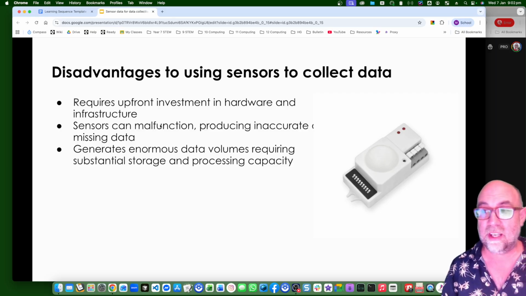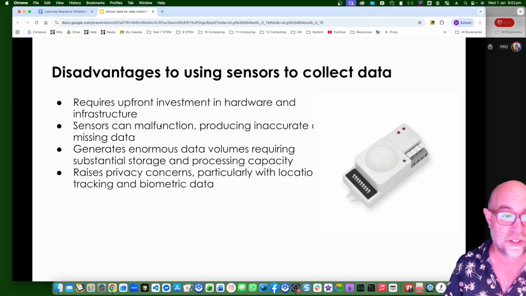Again, taxing the capacity of even the most robust computer systems. Privacy concerns are a real issue.